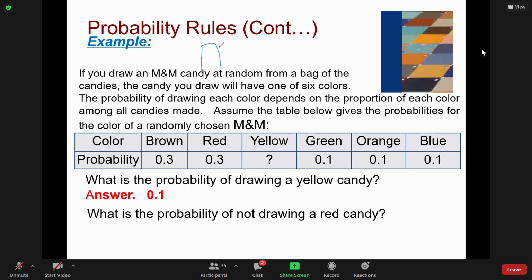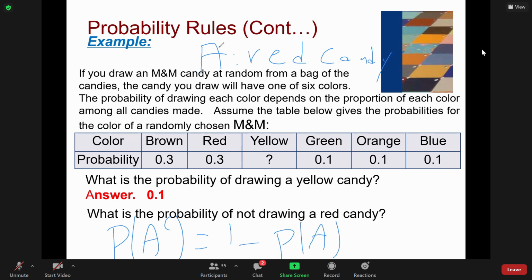Let's call A here a red candy. What we need is the probability of the complement of A, which is equal to 1 minus the probability of A. But you know the probability of A is equal to 0.3. That's why it's equal to 1 minus 0.3, which is equal to 0.7. Is it okay? I know it's easy and you studied this last year.